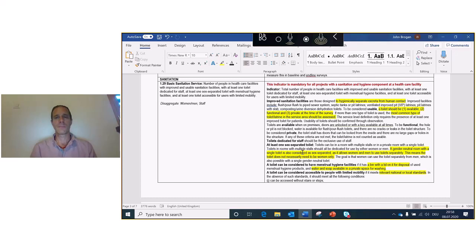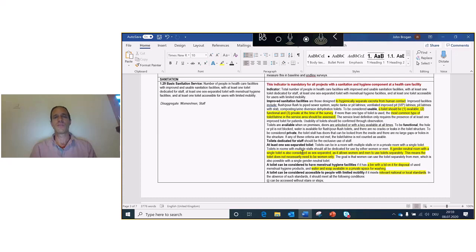So here, improved sources, as we know, are hygienically separating the excreta from the environment. And to be considered usable, a toilet should be available, it should be functional, and it should have measures for privacy at the time of the survey. So this is all observation. So where there are multiple toilets, please observe the most common type of toilet which is used by the patients.